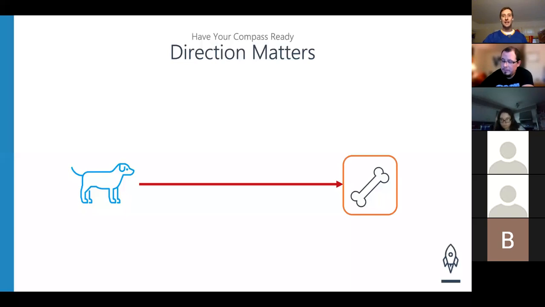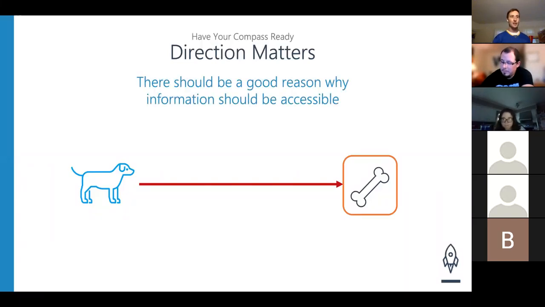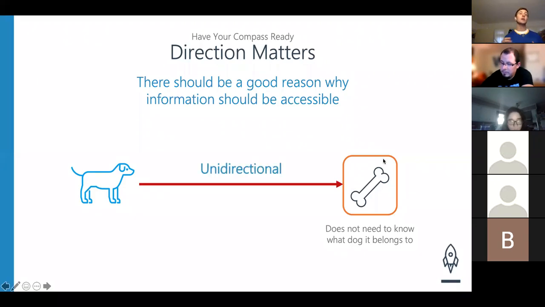There's no good reason for the bone to know about the dog that it belongs to. The bone's just going to be there. So when this is the case, it has no reason to reciprocate that communication link. It doesn't need to know about the dog it belongs to. When this happens, this is called a unidirectional connection. This is a unidirectional connection between an object and another object that doesn't reciprocate. So just take that in for just a moment.